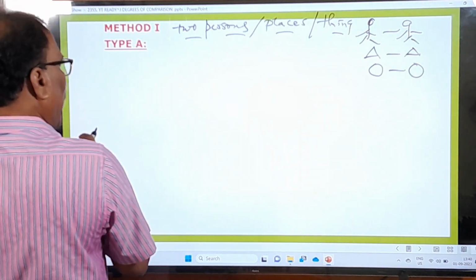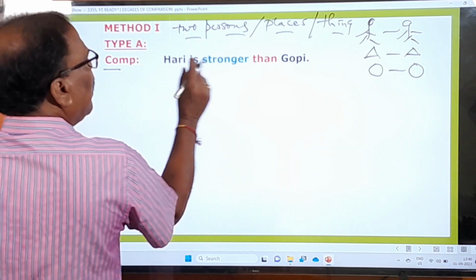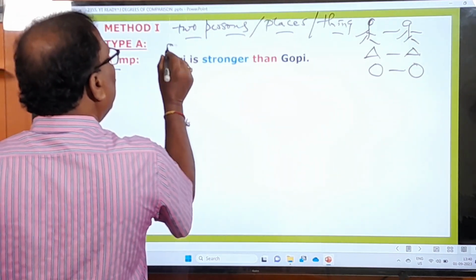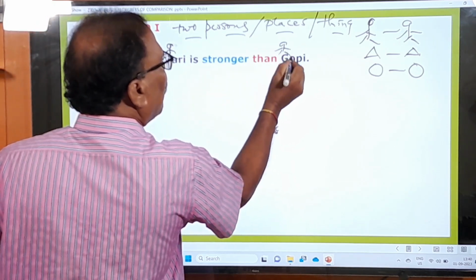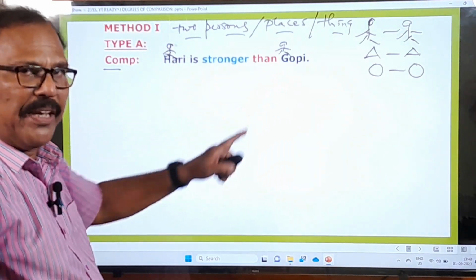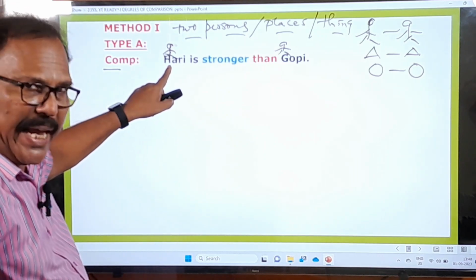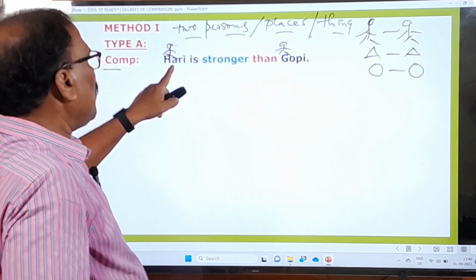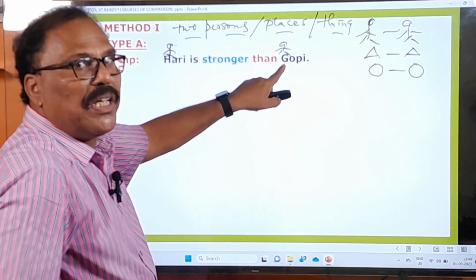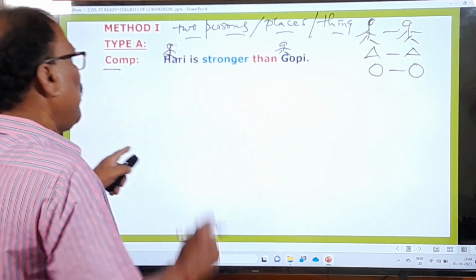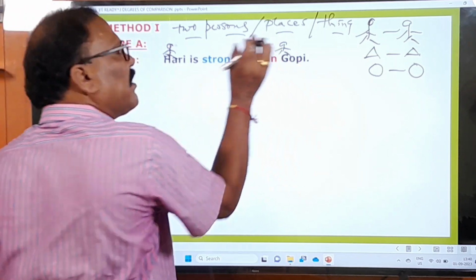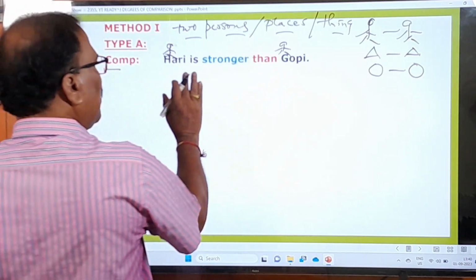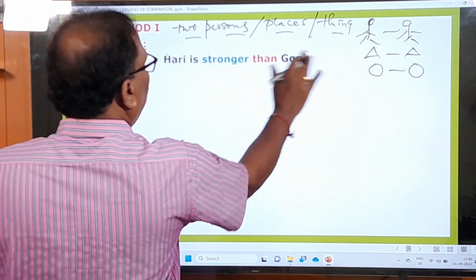What happens in type A? Let us see that very clearly, very simple. Hari is stronger than Gopi. In this sentence, you are comparing Hari with Gopi, right? This is the person being compared, and this is the person being compared with. This is the person we are comparing, and this is the person who is being compared with.